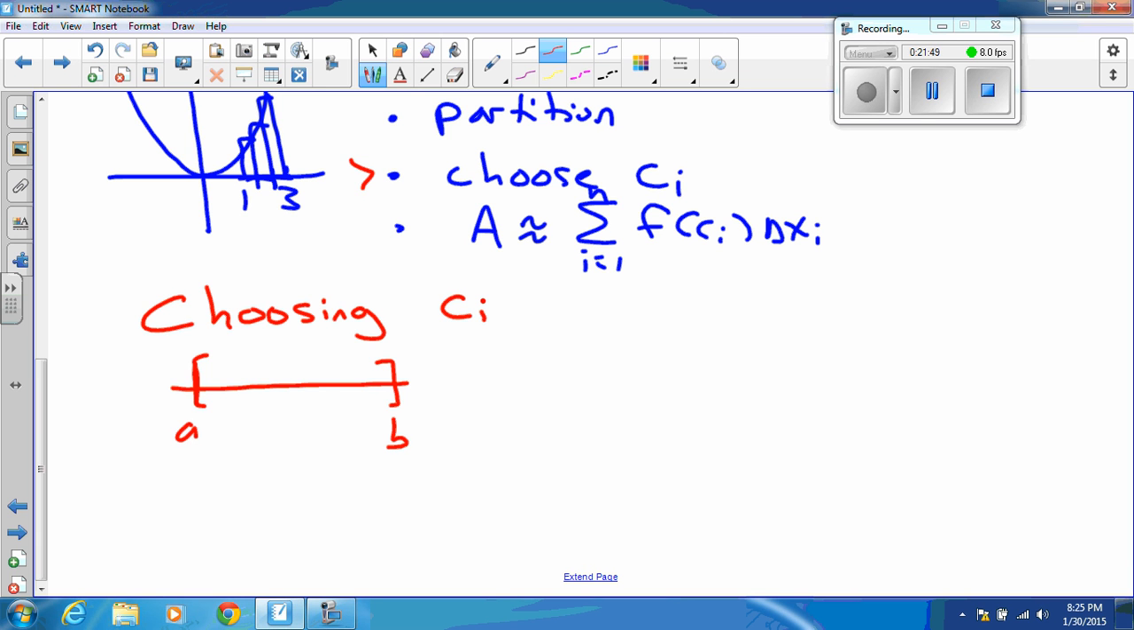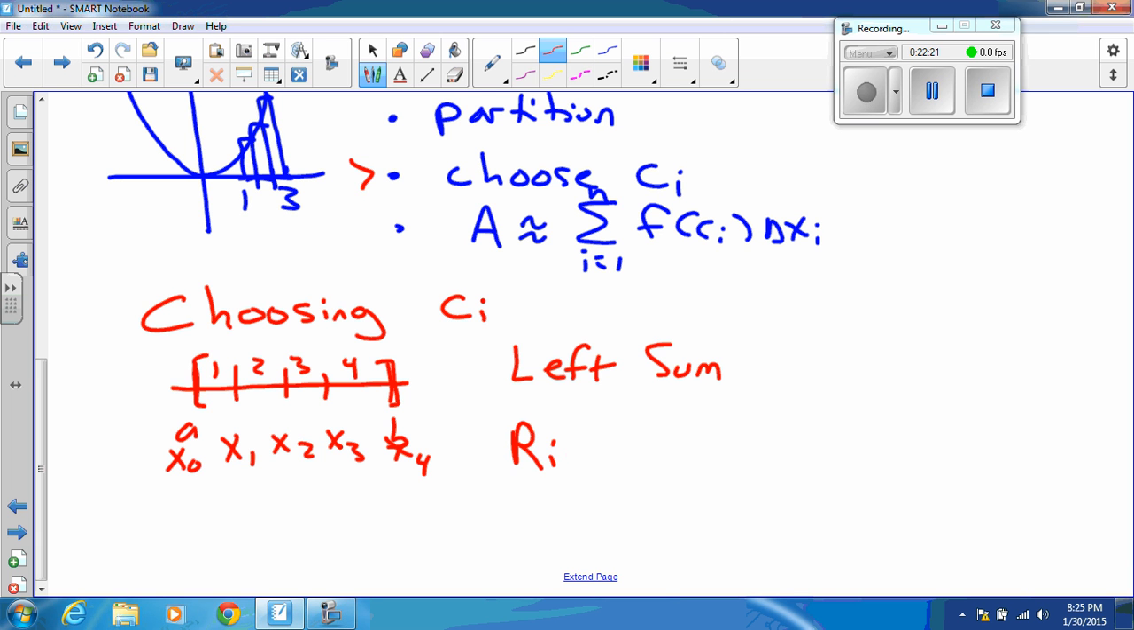So I've got a subinterval c sub i, and just to be clear here, we've got an interval a to b, and the best way to number the x's for your interval is to start with 0. So this is x0, x1, x2, x3, x4, and that way the number of your last x is the same as the number of subintervals that you have, 1, 2, 3, 4, and so on. So for each subinterval, we have to choose a c sub i, and now I want to share with you some common choices.